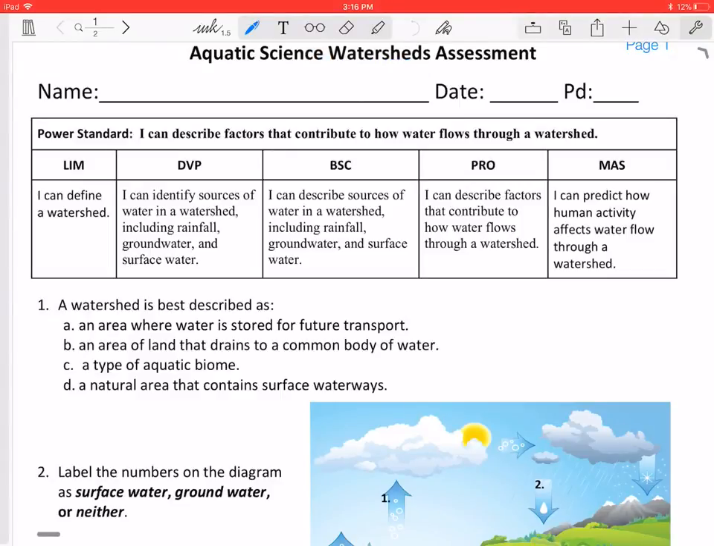Let's go ahead and go over this Watersheds assessment, and then you can make corrections on your test, and then go through and work through the relearning practice worksheet, and then we will go ahead and retake the test.